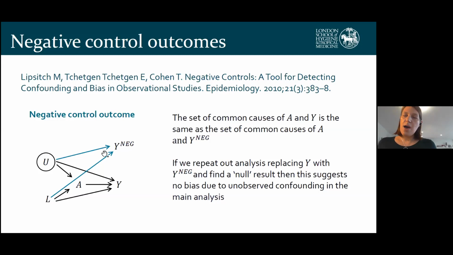But if we do find a non-null value for our estimate of the effect of A on this negative control outcome, that tells us there's something else going on. And under this DAG, we could attribute that to this unmeasured, sort of uncontrolled confounding by U. So that's the basic idea of negative control outcomes.